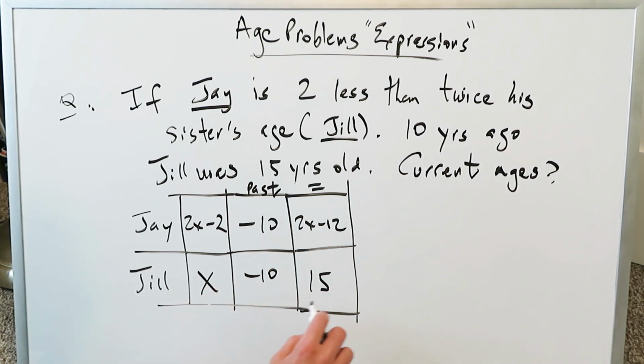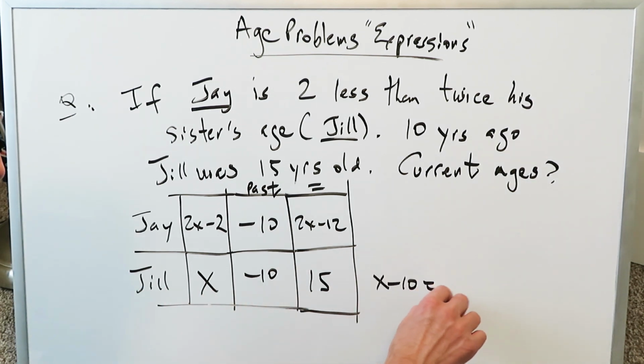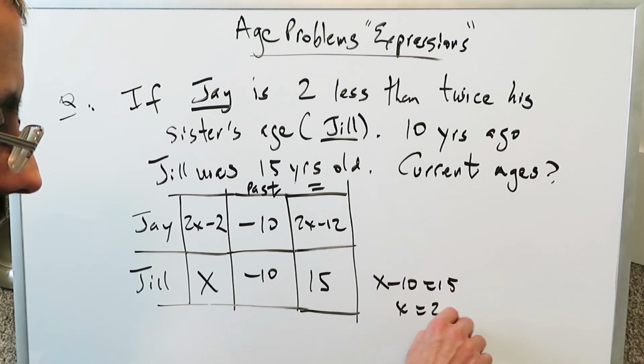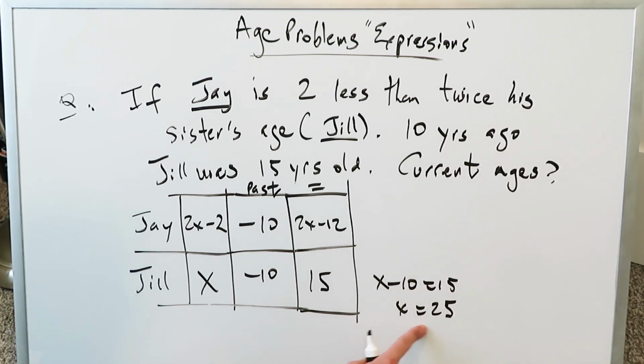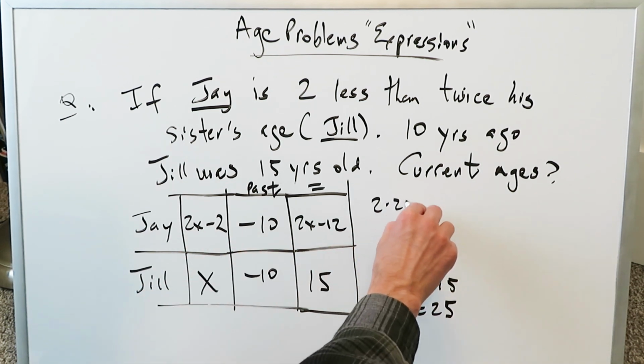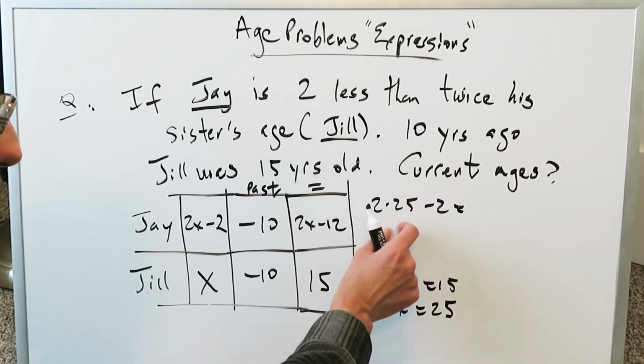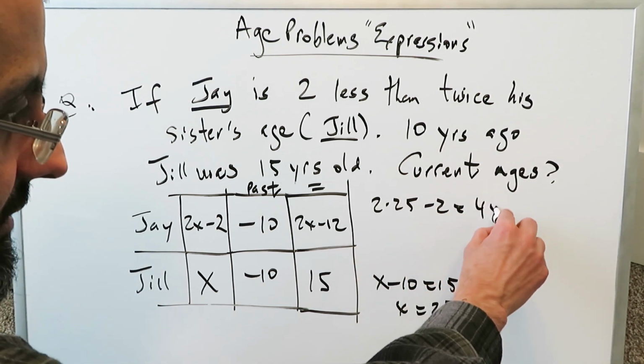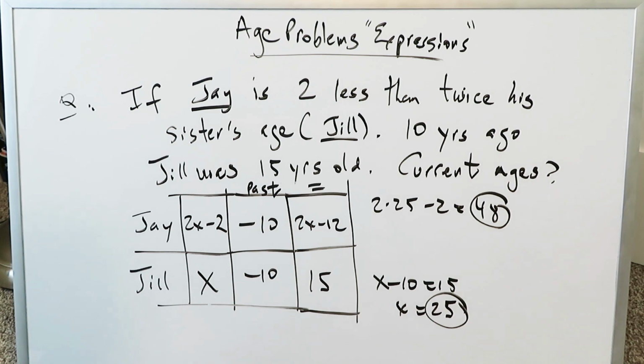Let's see what Jill's age is. X minus 10 equals 15. X is equal to 25. From this 25, you can put it right over here, and you can get an idea of his current age. It would be 2 times 25 minus 2, which would be 50 minus 2 is 48. So that's what we're getting here, 48 and 25.